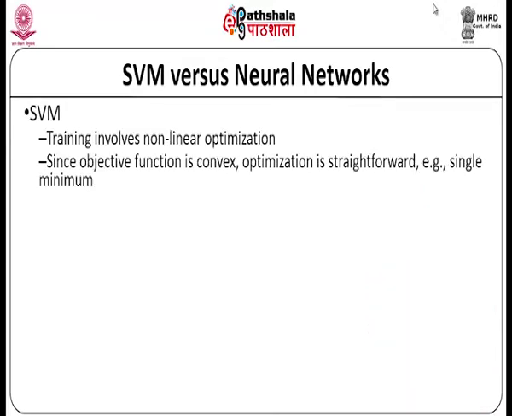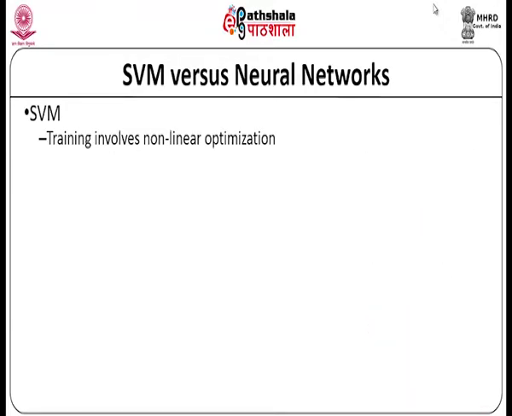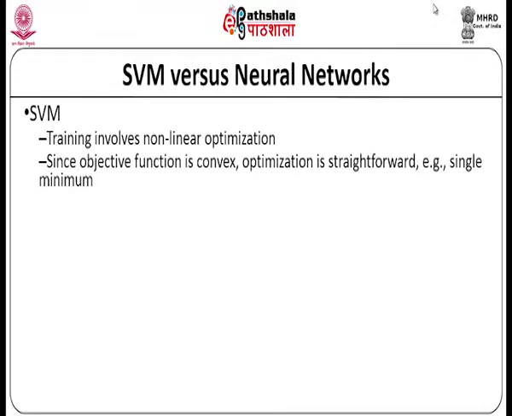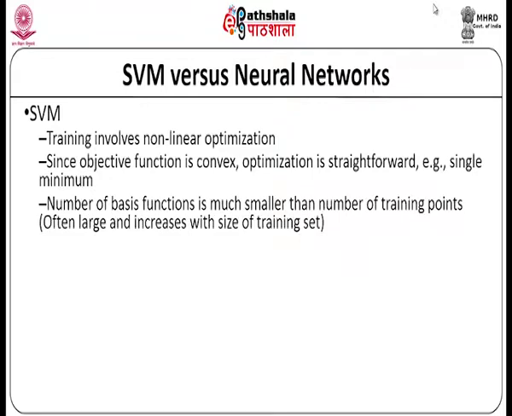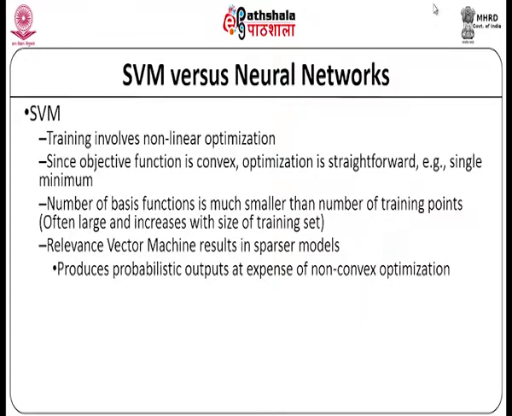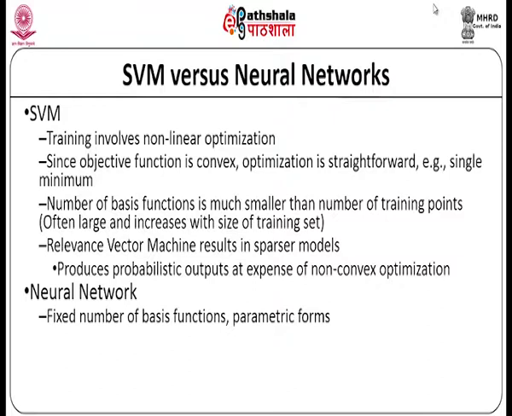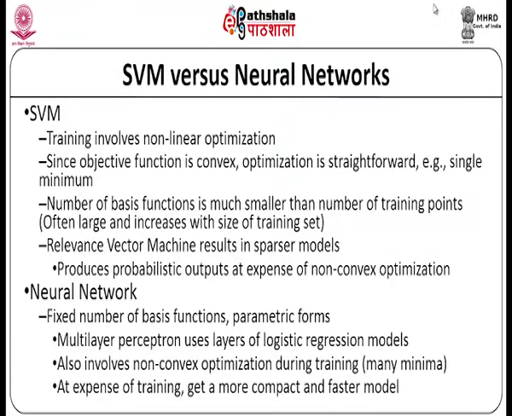So, let us look at SVM versus neural network. In SVM, training involves nonlinear optimization. Since the objective function is convex, optimization is straightforward, it has a single minimum. The number of basis functions is much smaller than the number of training points. Relevance vector machine results in sparser models, and produces probabilistic outputs at the expense of non-convex optimization. Neural network, on the other hand, has a fixed number of basis functions and parametric forms. Multi-layer perceptrons have layers of logistic regression models, and also involve non-convex optimization. At the expense of training, you get a compact and faster model.